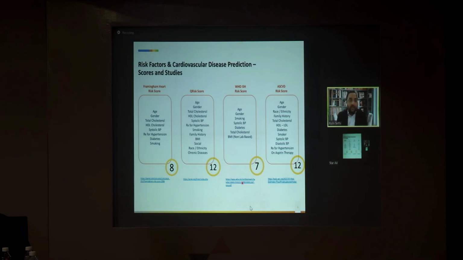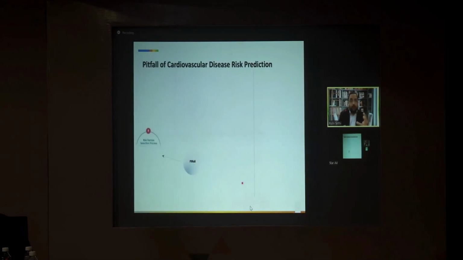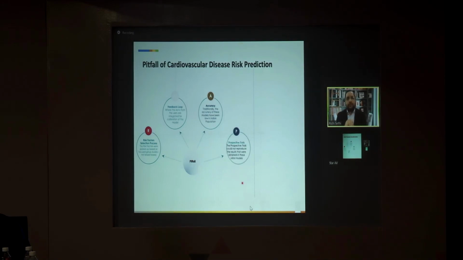Then, are they sufficient? What are their pitfalls? And then we can come back to realizing whether we need artificial intelligence risk scores per se. There are many pitfalls of cardiovascular risk prediction models as they are present today, which use only clinical parameters and simple calculations, because the risk factor selection in these risk assessment models was picked on a focused study group and was not broad-based. Many risk factors were missing in each one of them, and we'll come to that later.